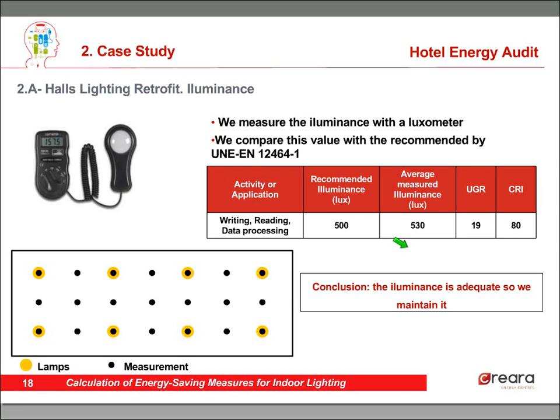Another thing about that, we have to measure the light level, the illuminance, on the work surface. So here, if the activity is writing, reading, data processing, we're going to measure on the table, not on the floor.